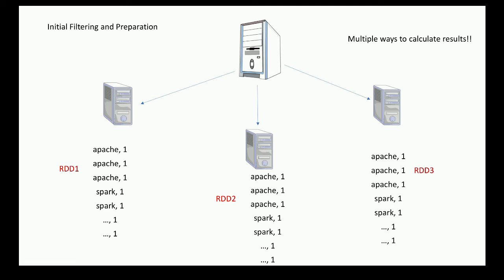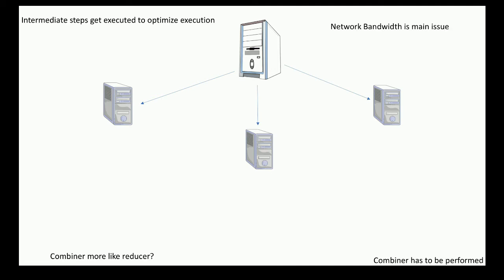There are definitely multiple ways to calculate results, and we want to be as optimized as possible because network bandwidth is a main issue, and networks are pretty slow compared to your memory. So something known as a combiner will be used in order to speed up the execution of the program and efficiently execute this reduce operation.